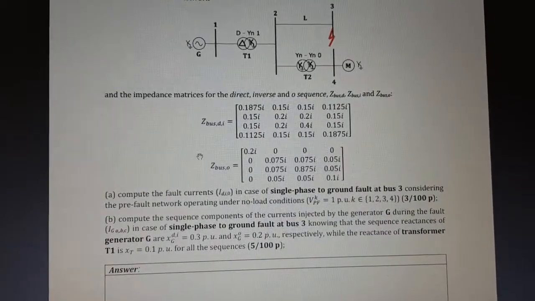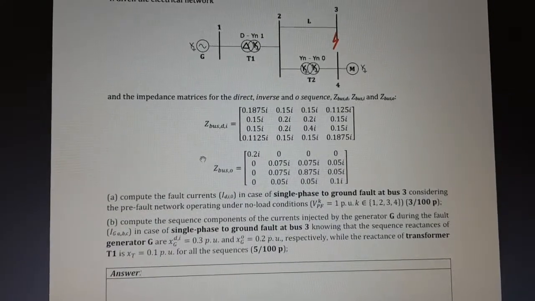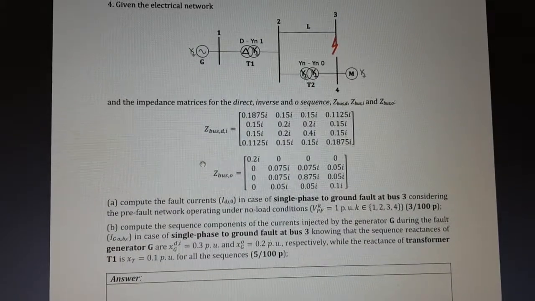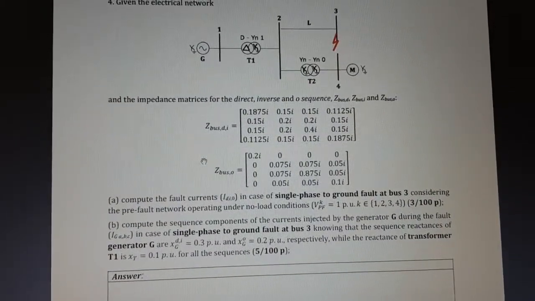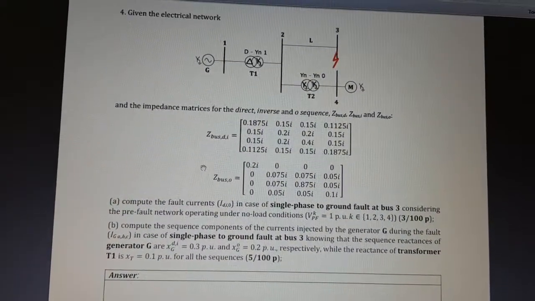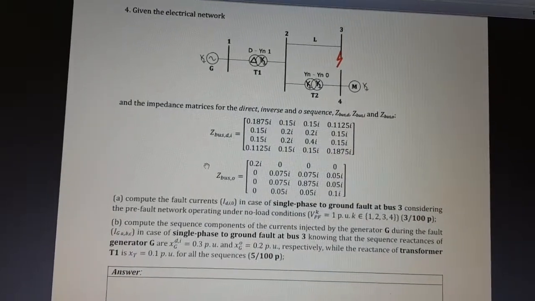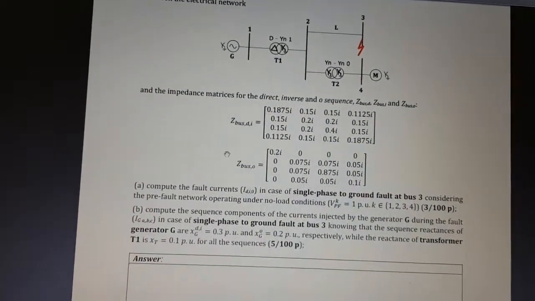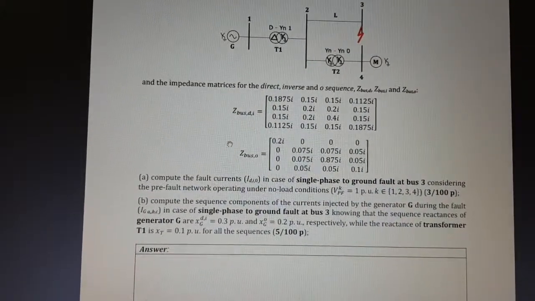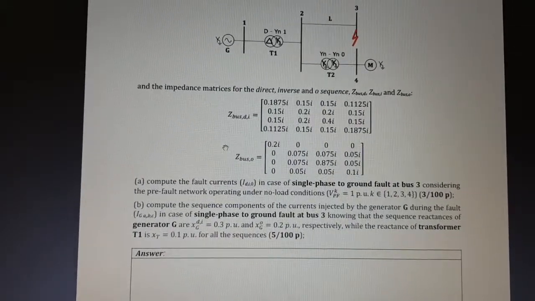This information is very important because there are three types of fault: single phase to ground, line to line, and then double line to ground fault. All the three have different formulas. So in this case we have single phase to ground fault at bus number 3.